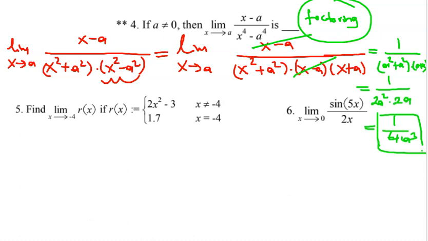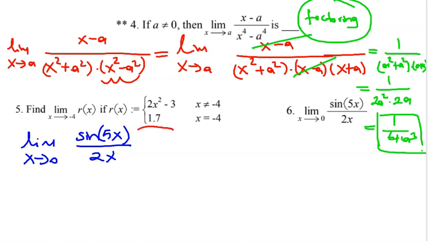Okay, so in question 6 we have this limit as x approaches 0 of sine 5x over 2x. So first of all, I have to focus on the inside function right here. My inside function is 5x. Okay, inside function. So basically on top I have 5x, and on the bottom I have to have 5x also.